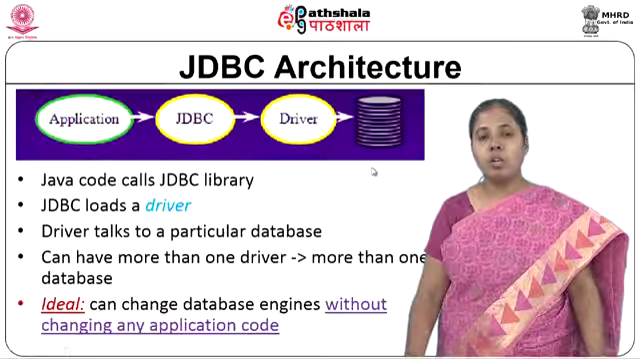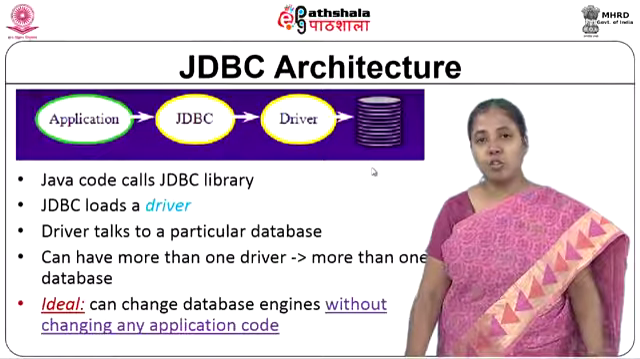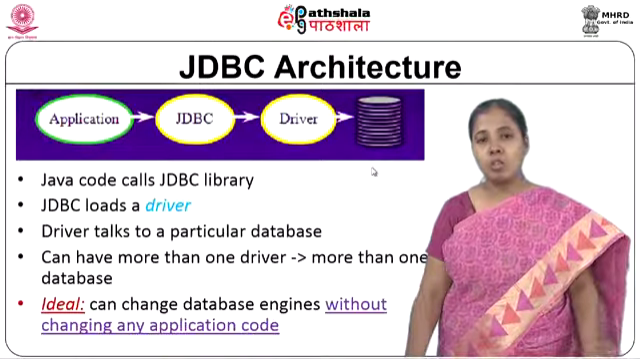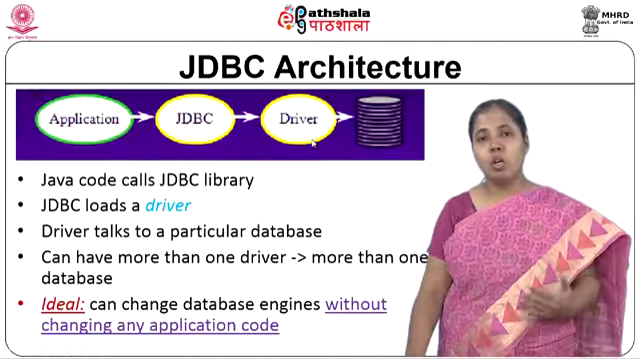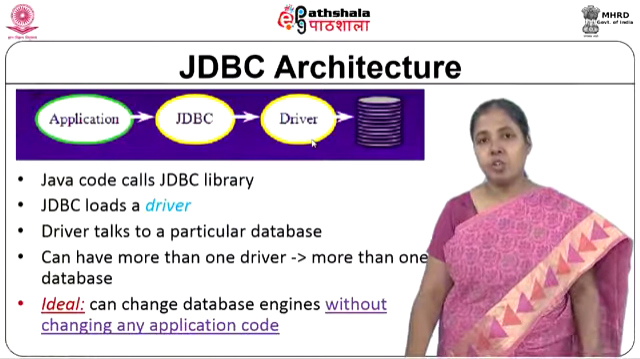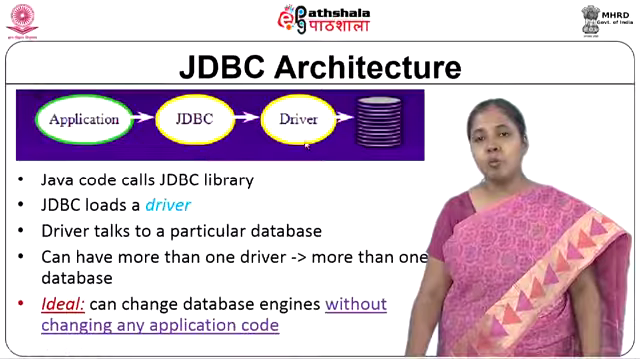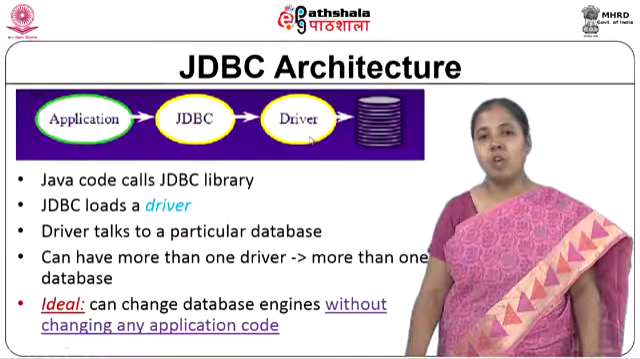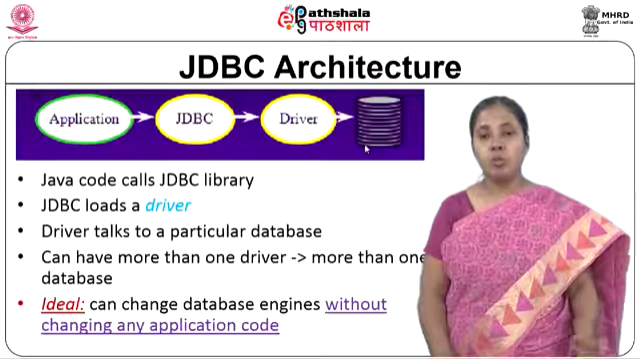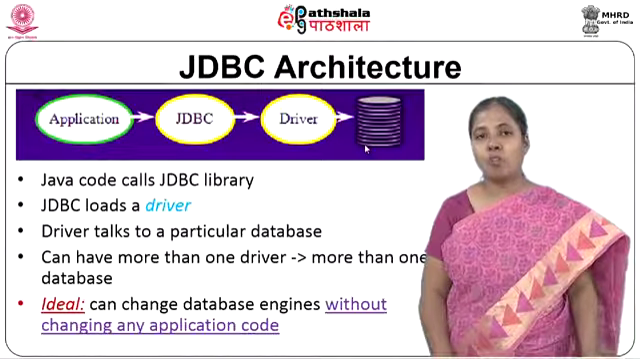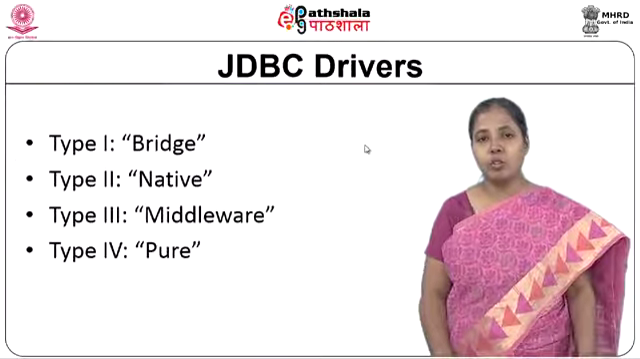And the ideal thing about this is we can actually change the database engine without changing the application code. Once we have written the application code, this driver would help us to connect to the different database engines. Each database engine may have a different driver, and through JDBC you can connect to any of the drivers and access the database. So, this is the architecture showing how a Java application would be talking to the database.